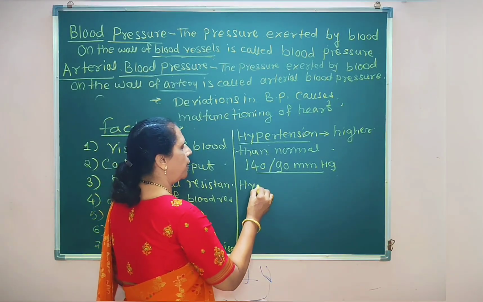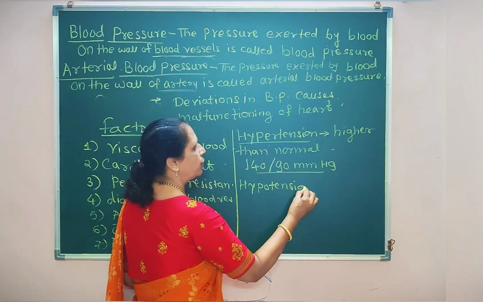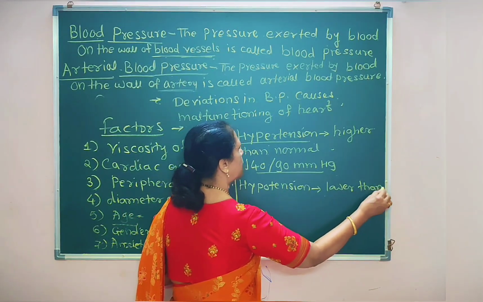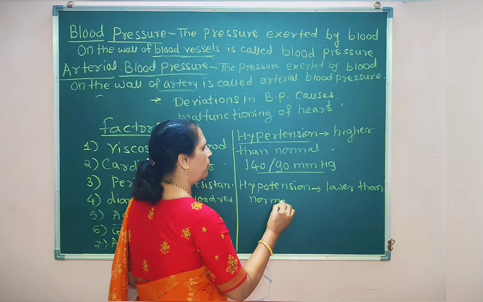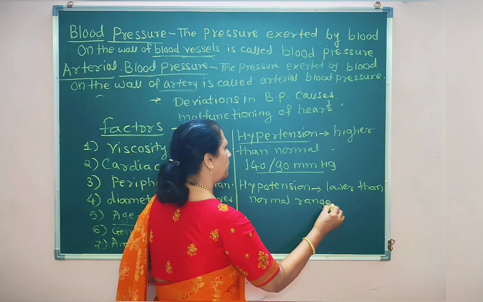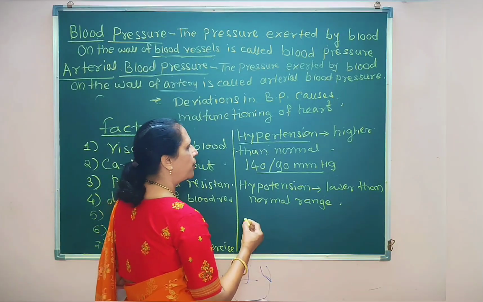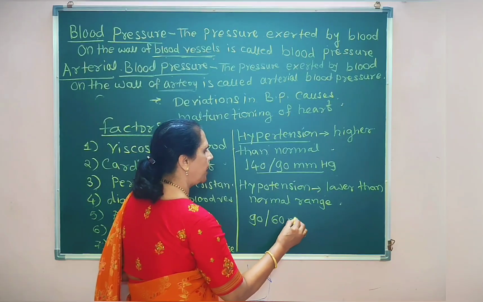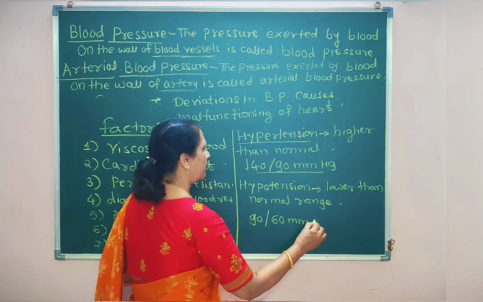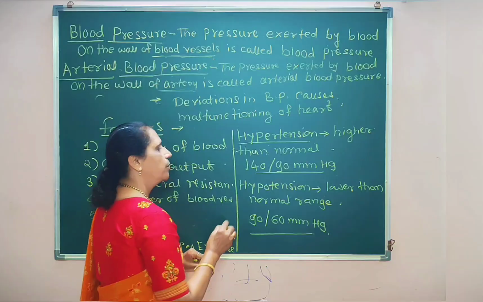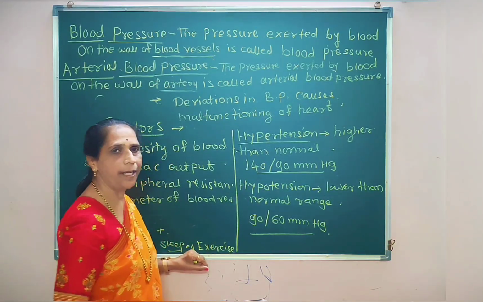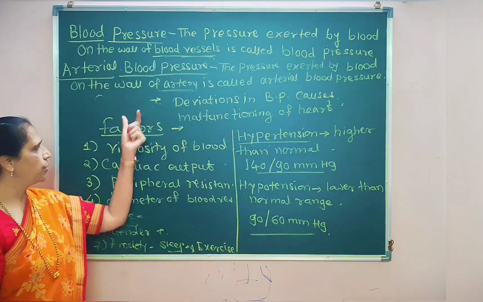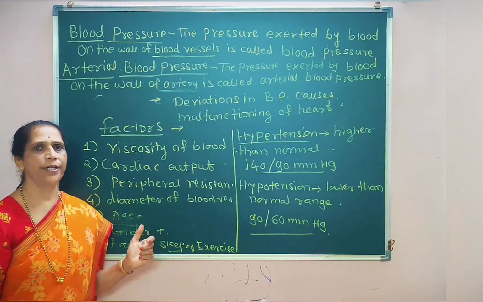The next is hypotension. Hypotension is blood pressure lower than the normal range, and it is about 90/60 mm of Hg. So these are hypertension and hypotension, that is a decrease or increase in the normal blood pressure, and these are some of the causes and factors which fluctuate blood pressure.